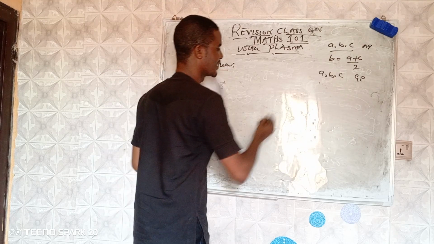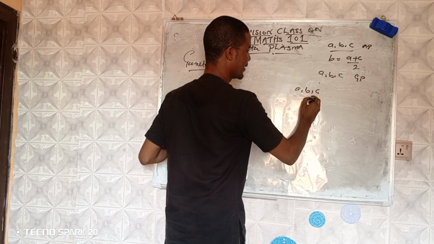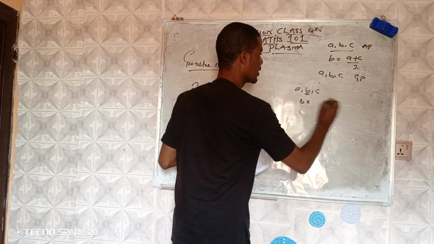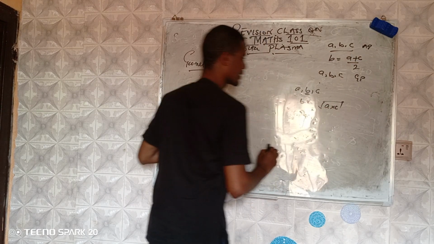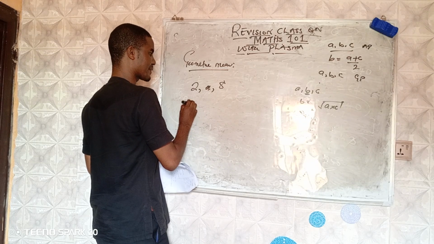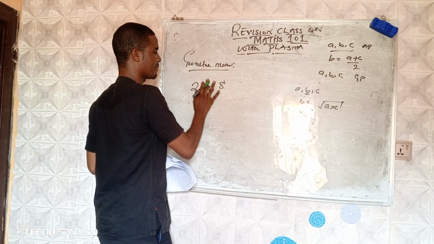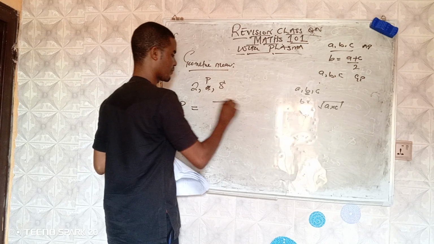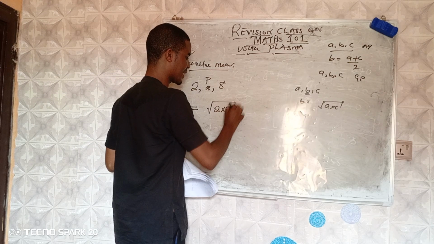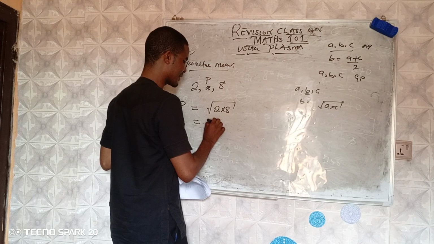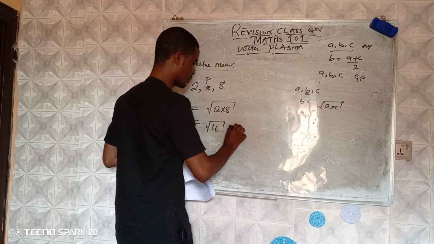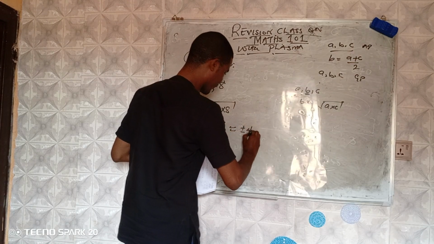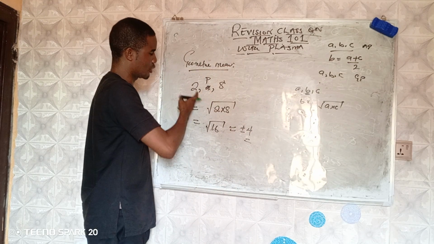So I will apply A, B, C. Then, since the center number is the one missing, B becomes root of A times C. Do you remember? So to get that, let me call this P. So P becomes root of 2 times 8. 2 times 8 is 16, and root of 16 is equals to 4. So my answer is plus or minus 4. That's what we mean by geometric mean.